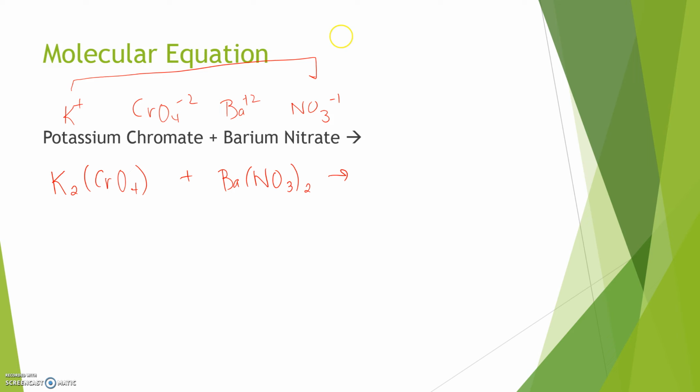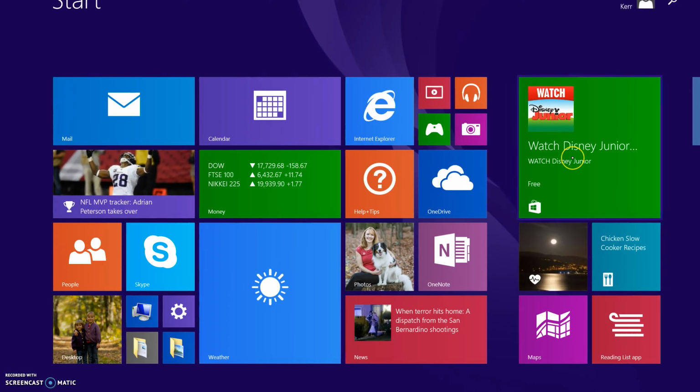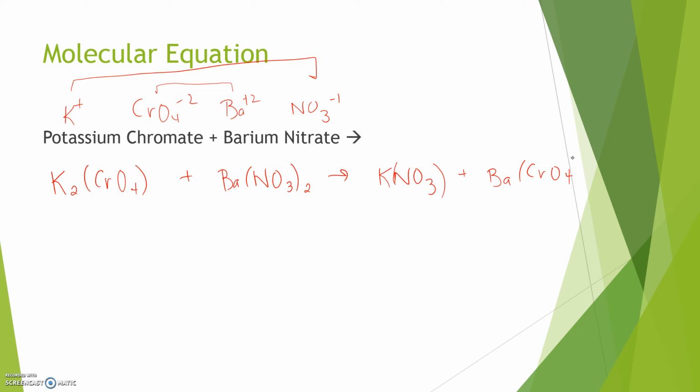So these guys will go together. So then I have KNO3. And then these guys go together. Plus Ba, I'll keep my parentheses around those just to make it easier to see, CrO4. Done. Okay. So before we start including solid, liquid, gas, and aqueous, we need to balance. I have 2 nitrates, I have 2 potassium, so this one's pretty easy. I can put a 2 here.